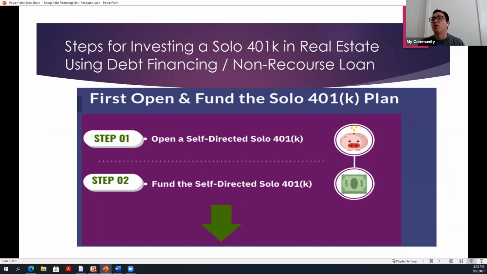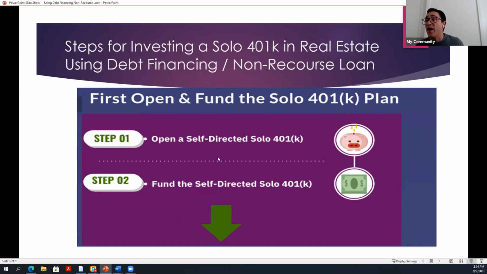A solo 401k is for a self-employed individual with no full-time W-2 employees working for any business owned by that person or a spouse. If that person wants to invest in real estate and use non-recourse financing, they would first have to open up a self-directed solo 401k. We're talking about a solo 401k from a provider like us that allows you to invest in real estate. You can't set up a free solo 401k like Fidelity or Schwab and invest in real estate.